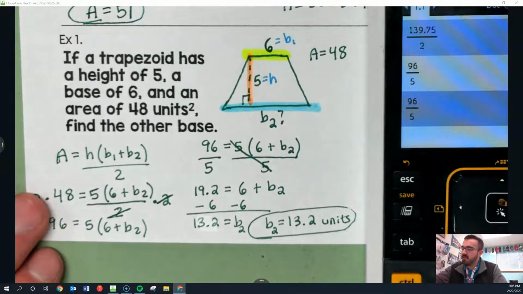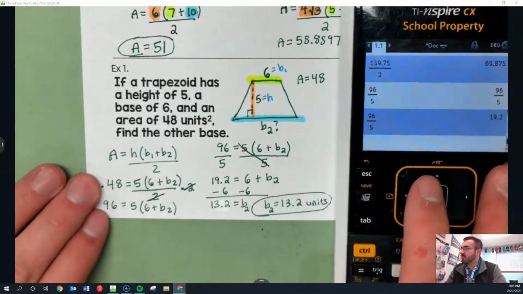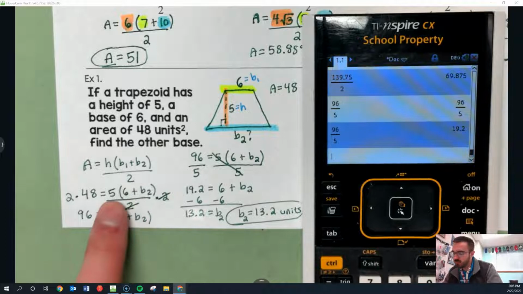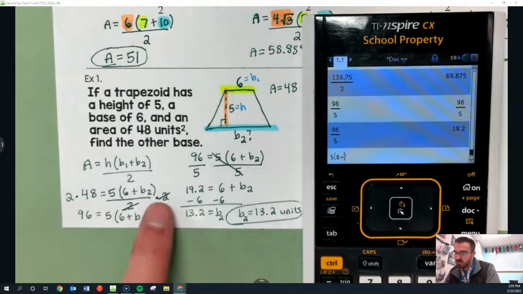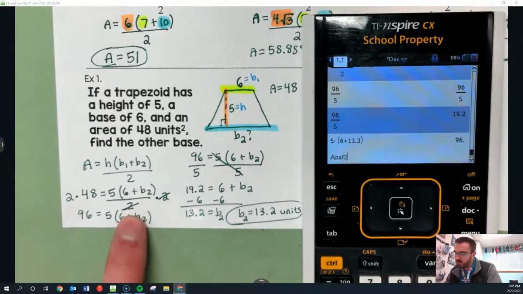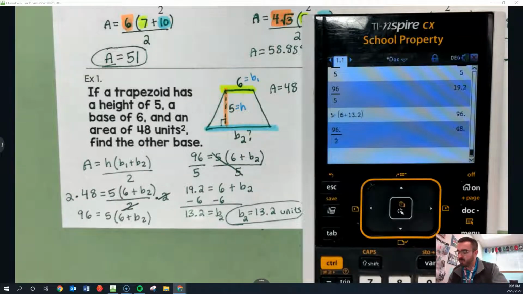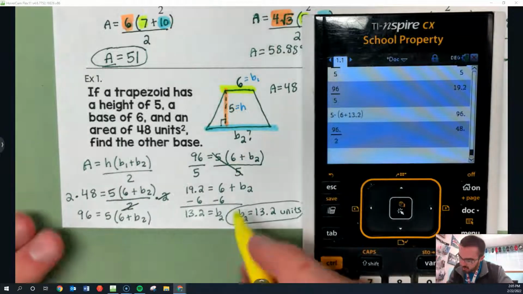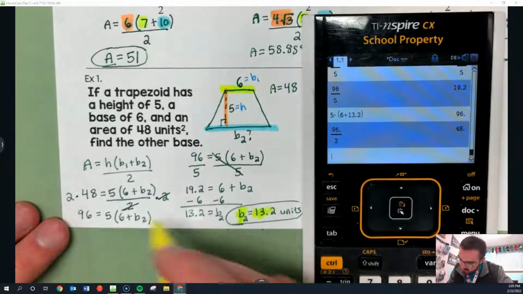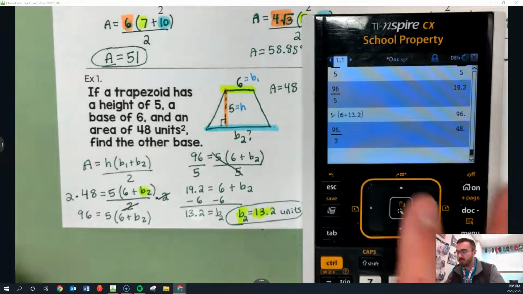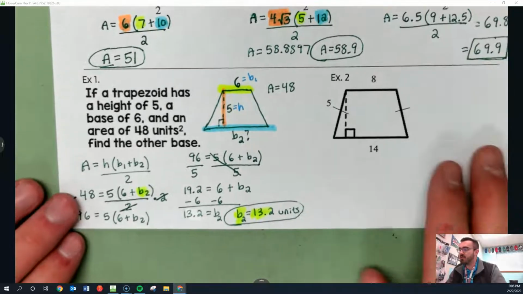Now let me show you real quick how you could actually check your work here. If this is our formula, what we could do is check our work. So we could do 5 and then in parentheses 6 plus, now we know B2 is 13.2. Let's see what we get there. Divide that number by 2 and we get 48, which was our area. So basically what I just did is re-plug in this number for B2 in order to see if it still equals 48. Guys, don't sweat about that one too much.